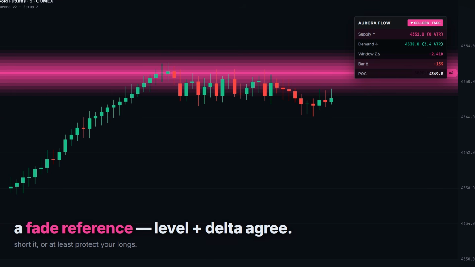This is where a trader looks to fade, short the level, or at a minimum tighten up and protect any longs. The level plus the live delta agreeing is the read, not the one or the other. You have to use both together.